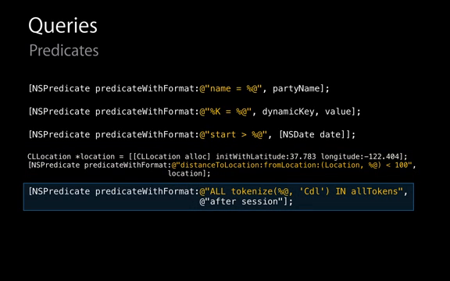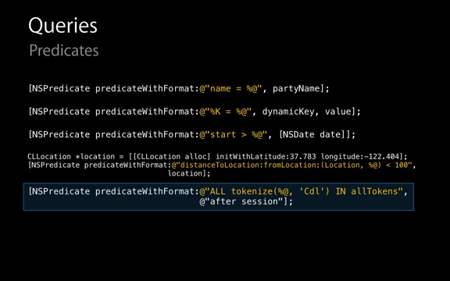CloudKit supports a tokenization search. So what this predicate is going to do is it's going to tokenize that string after session, and it's going to come up with two different tokens, after and session. This predicate will match any record that has those two tokens as values. These two tokens don't need to exist side by side. They don't even need to exist in the same key value pair. But so long as the record has the token after and the record has the token session, the record will be a match.